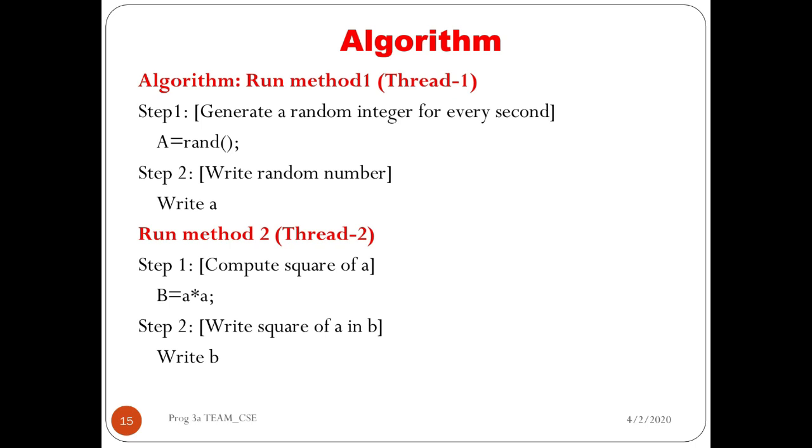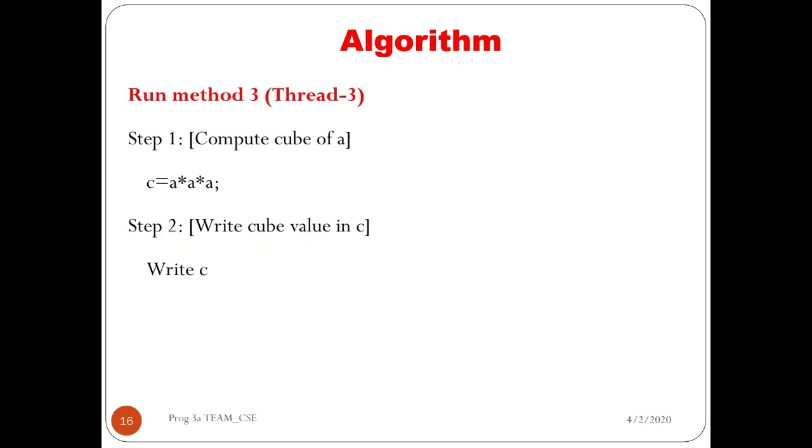Step 1, compute the square of a. Some variable b will be considered. b is equal to a into a. Next, step 2, write the square of a in b. The square of a is in b, that is, write the value of b.